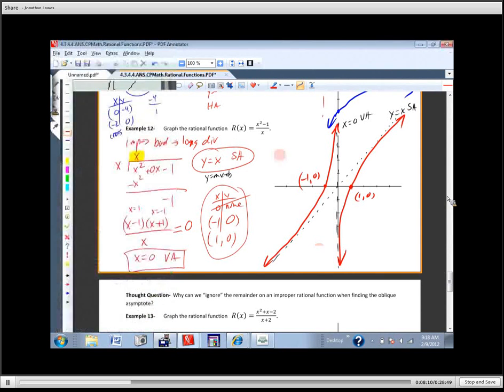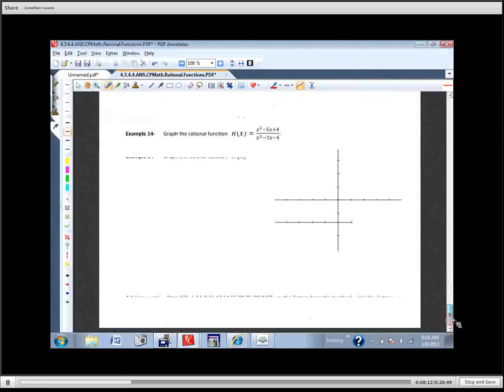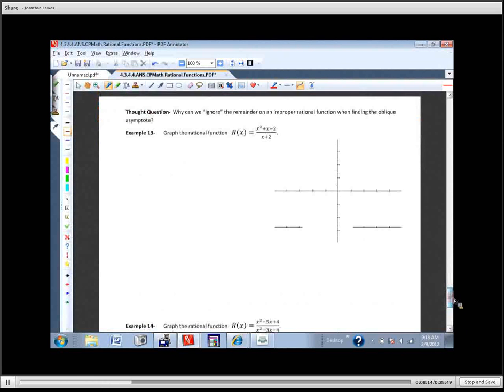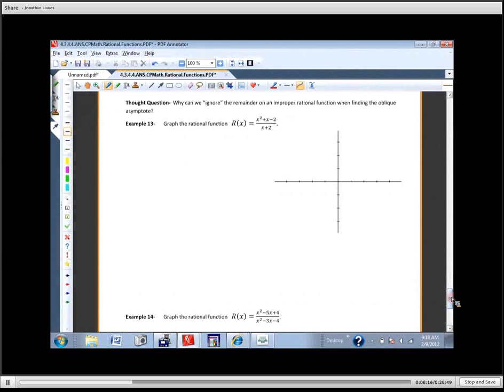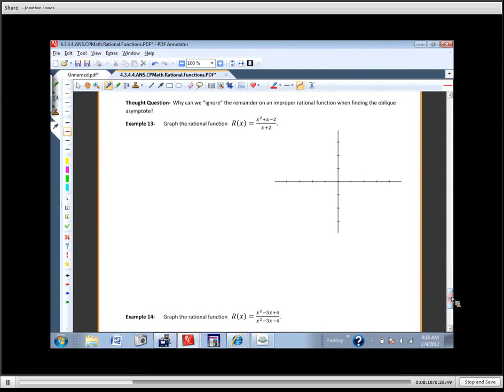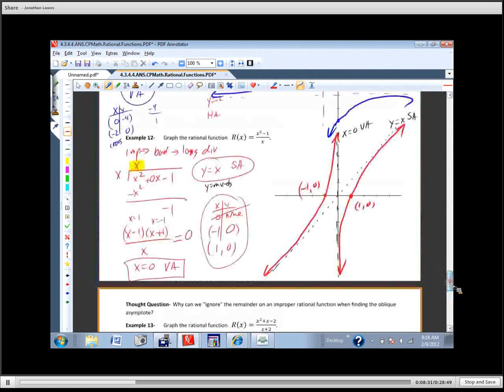Okay. All right, 2 more. I do have a little thought question there. Why can we ignore the remainder on an improper rational function when finding the oblique asymptote? Why do we get to ignore the remainder? Okay. Shane thinks he has an idea. Everybody watch, please. This is just a thought question, so don't worry about this too much.